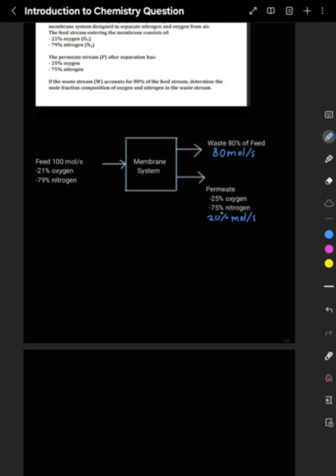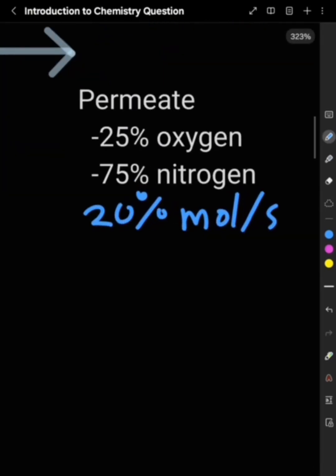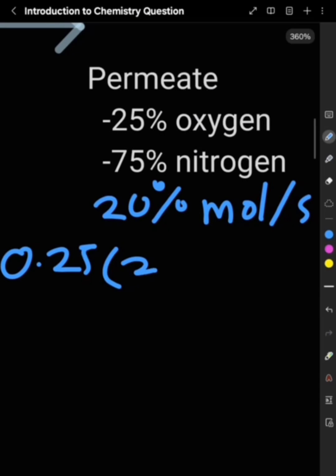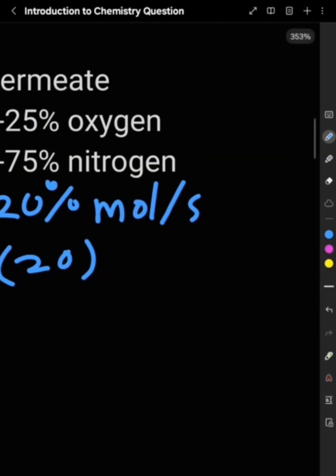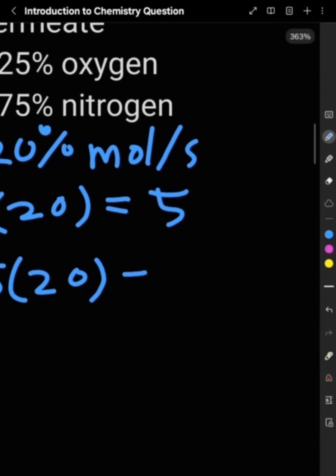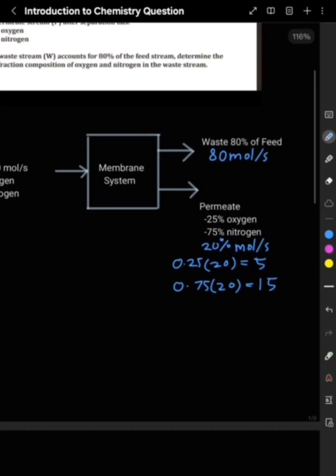So from this we can find for the permeate. 0.25 times 20 mole per second will be 5, and for the nitrogen, it will be 15. And then from the permeate we also can find for the waste.